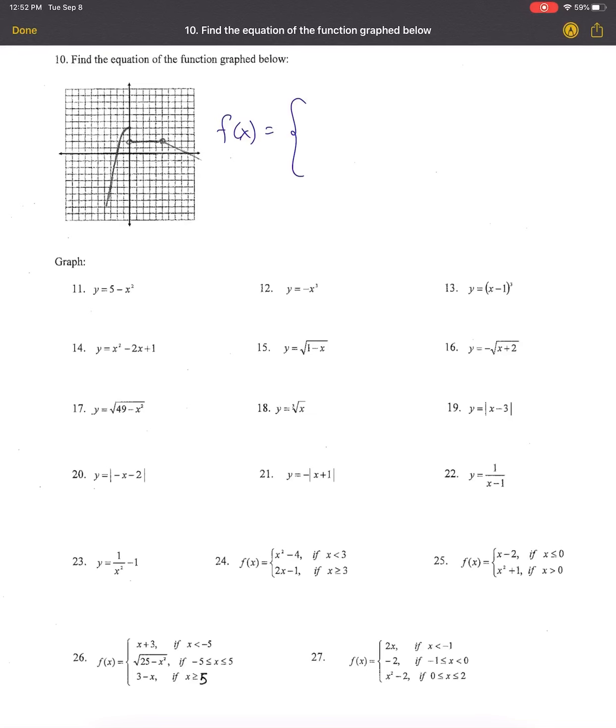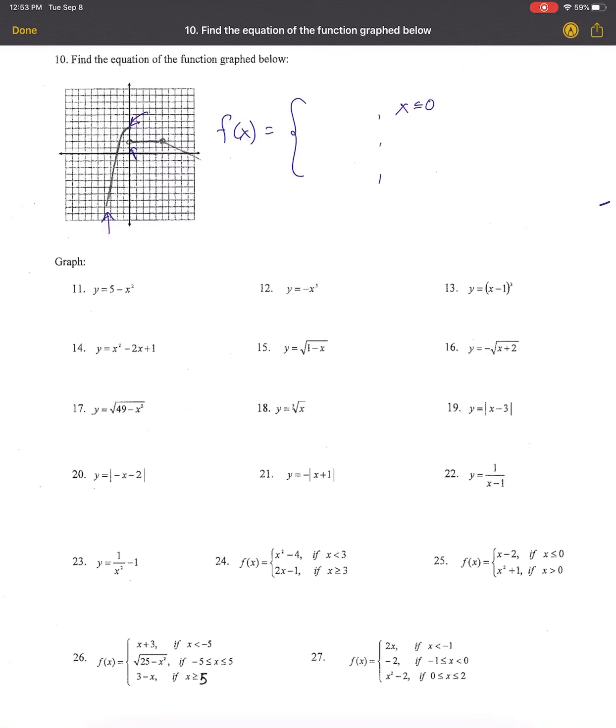Okay, we have three pieces. I don't know what's the best thing to start with. We could start with the domains of each piece. Like this first piece is this curvy piece here. That's happening when x is less than, and we're going to do or equal to 0, because do you see how that point is filled in there? Versus over here, I have an open circle.